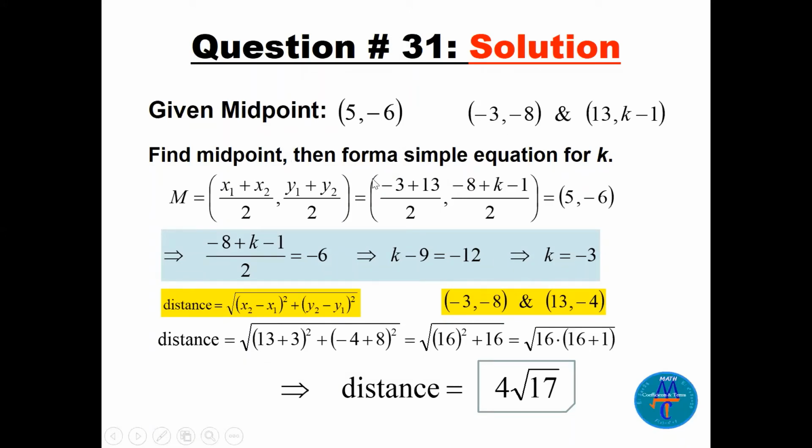Okay, so let's find the midpoint. M is, you add x1, x2, 13 minus 3, so that will be 10 over 2, 5. Minus 8, k minus 1, so k minus 9 over 2 is equal to minus 6. So this is 5, see the same 5. So this one will be minus 6, only the second one, because there is a k. So k minus 9 over 2 is equal to minus 6. Cross multiply, k minus 9 will be minus 12. So k will be minus 3. So I'll put the numbers now here. Minus 3, minus 8, 13. K put minus 3, minus 1 is minus 4.